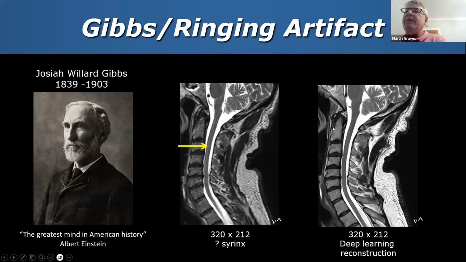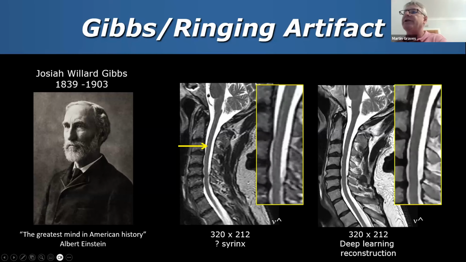If we look at a modern MR reconstruction using deep learning, which has learned how to suppress Gibbs artifact, then you can see that simply post-processing or reconstructing this data with a deep learning algorithm, it's completely disappeared. So this is entirely artifactual. And they're just zooming up to make it a little bit clearer.